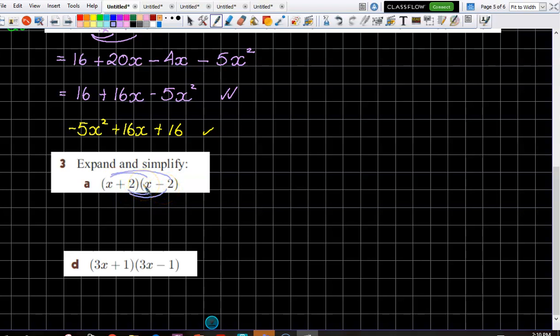X times x, that's fine, is x squared. X times minus 2 is minus 2x. 2 times x is 2x. We're happy with that? 2 times 2 is 4, but a positive times a negative is a negative, right? Minus 2x plus 2x, they cancel. We're left with x squared take 4.